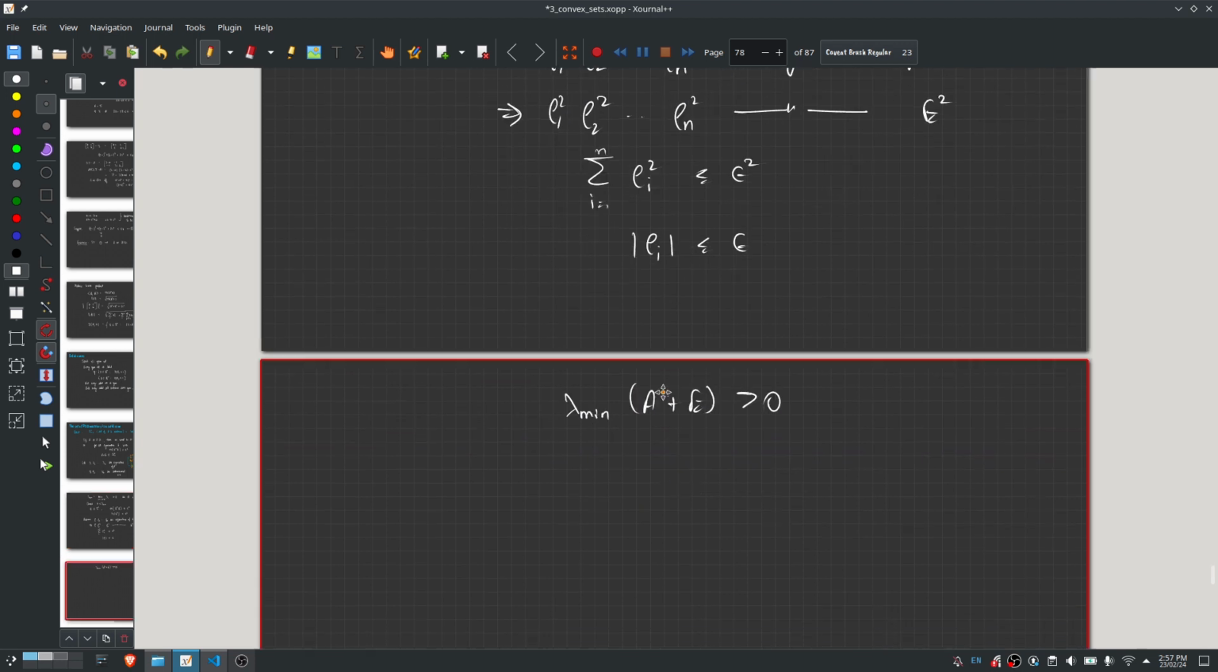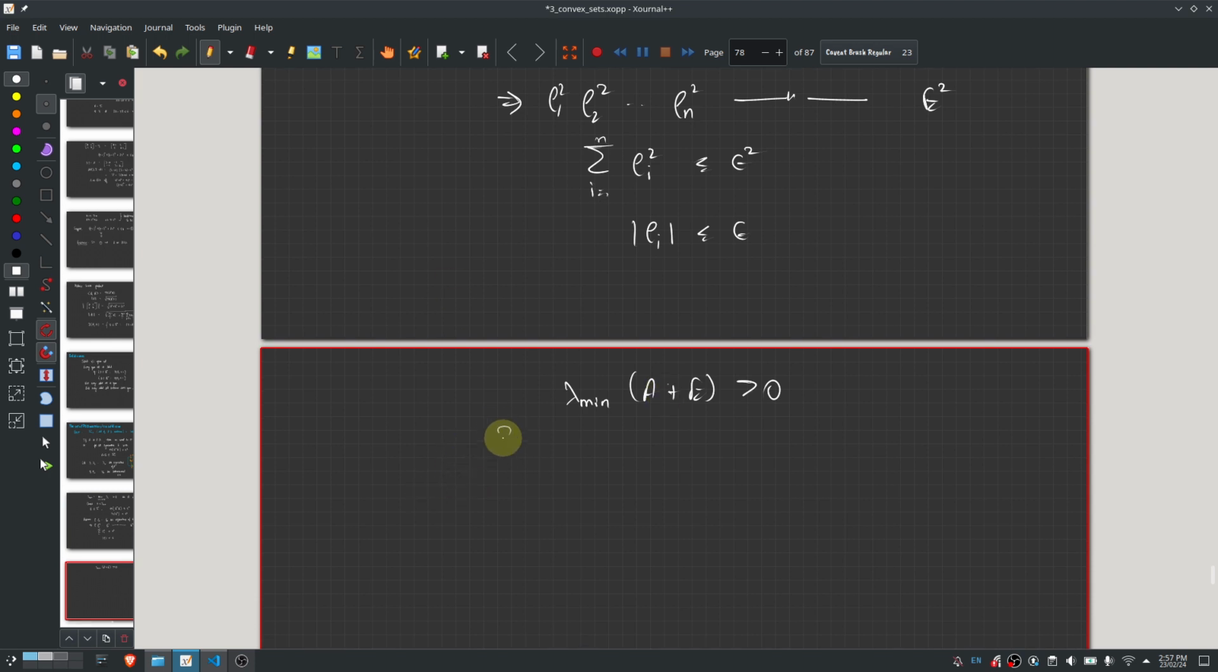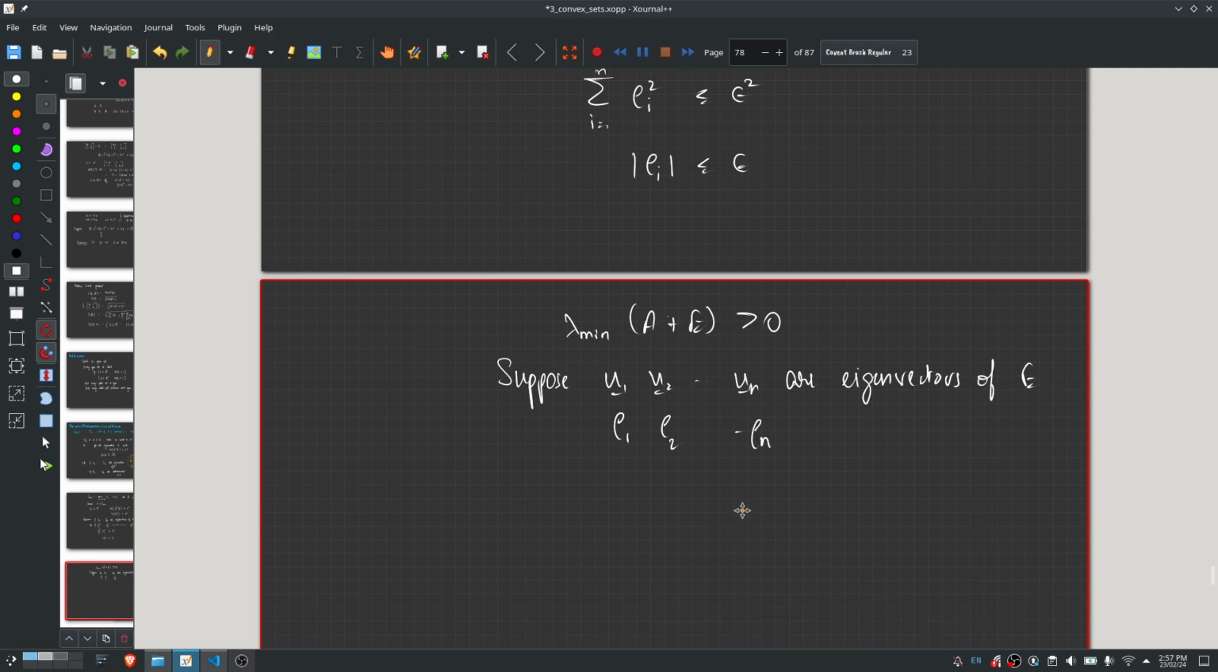So let me assume that U1, U2 up to UN are the eigenvectors of the matrix E, and these correspond to the eigenvalues rho 1, rho 2 up to rho n. So V1 through Vn are eigenvectors of A, and U1 through Un are eigenvectors of E.